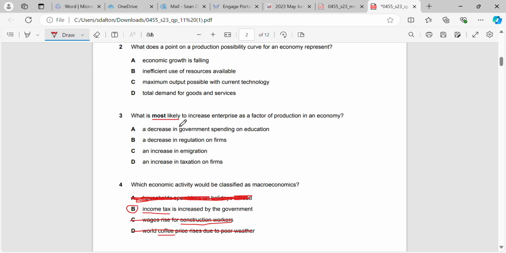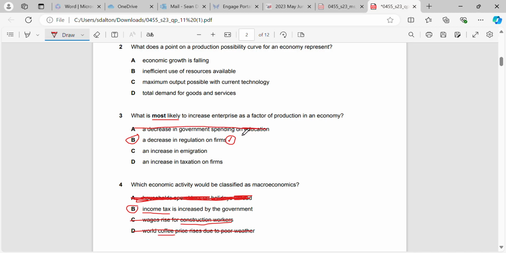Okay, question 3. What is most likely to increase enterprise? So you have to remember what enterprise is here as a factor of production. It's the skills, the knowledge, the experience of individuals who can take on the financial risk in order to start a business. So in this case, a decrease in regulation on firms is the thing that will make it easier and more attractive for entrepreneurship to take place.